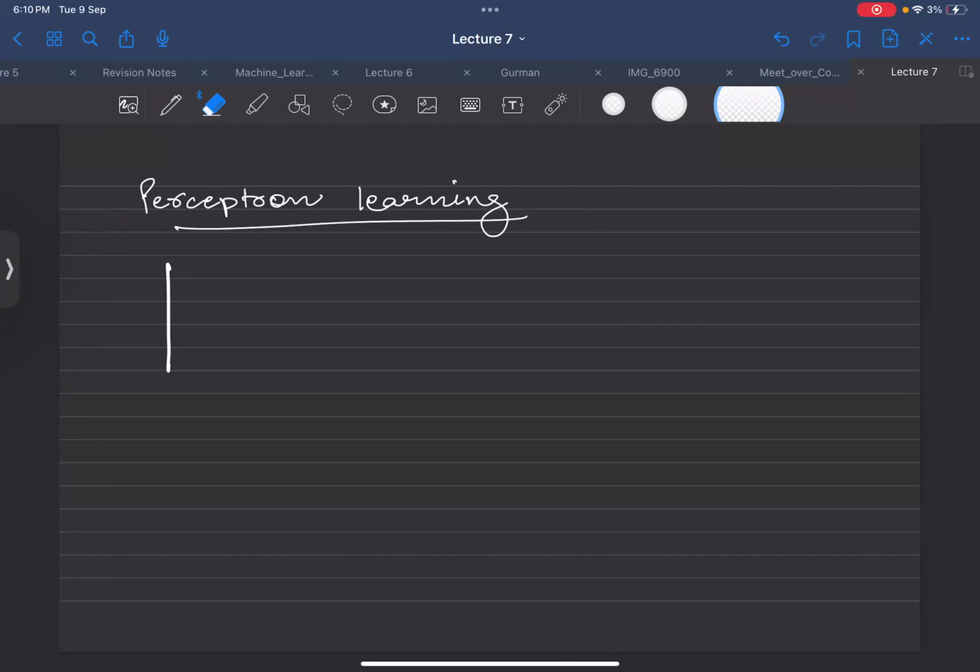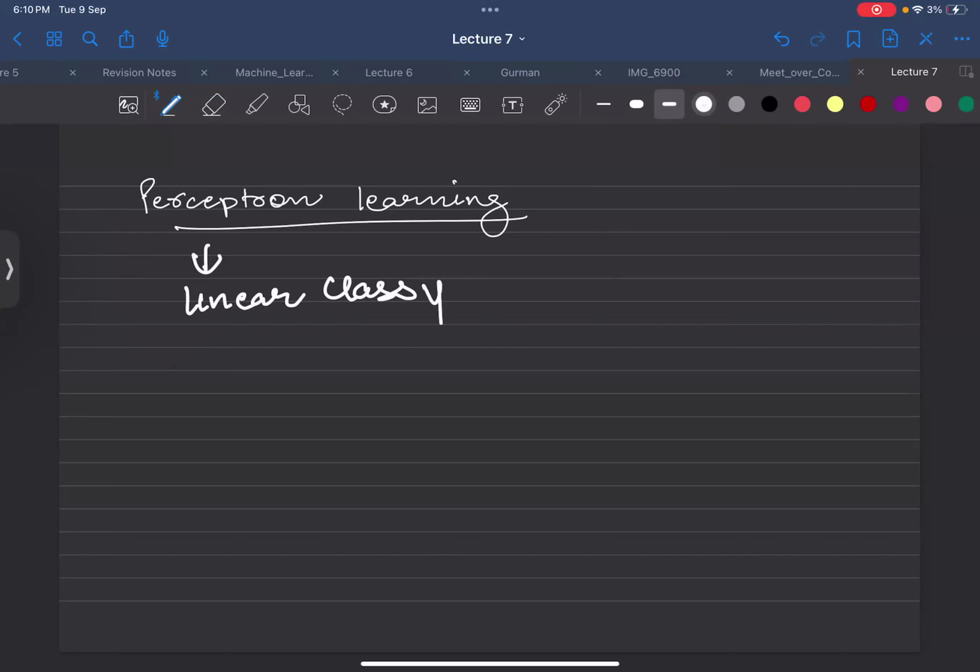So what is perceptron learning? Basically, first of all, it's a classifier, a linear classifier, which means it is basically separating the classes. I have +1, I have -1. I have two classes, which it is separating. It is a linear classifier, which means it will draw a line, it will separate.